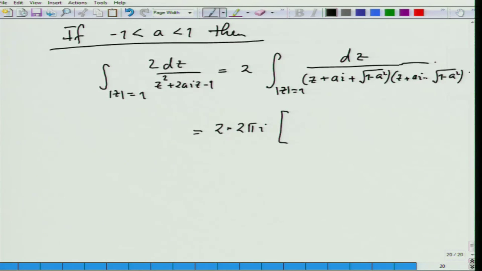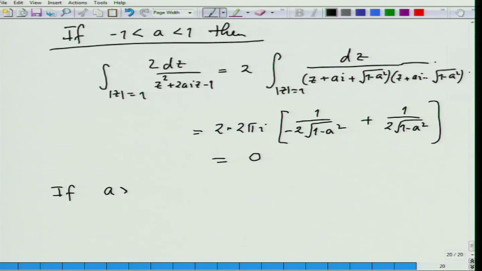So basically eliminate this and substitute for z minus a i minus square root of a squared, which will be 1 by 2 minus 2 square root of 1 minus a squared, plus, when you substitute this, what is going to be the residue? Is this correct? And this is 0. This cancels with this. Okay.